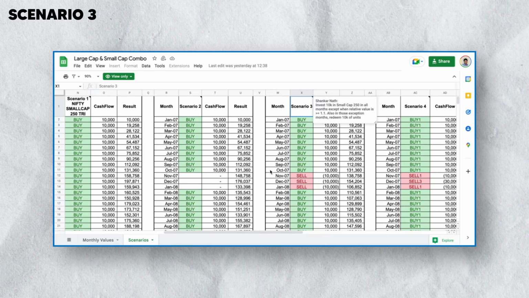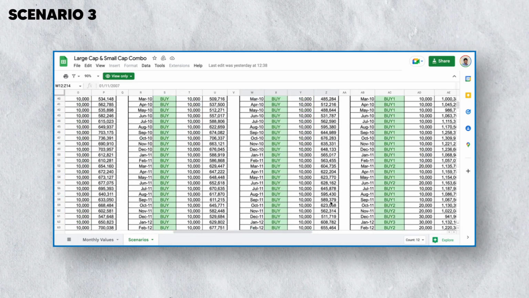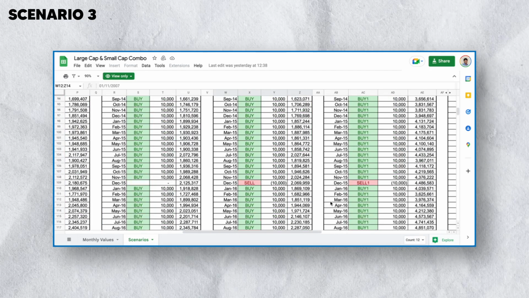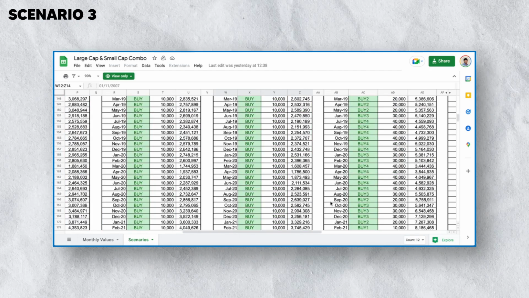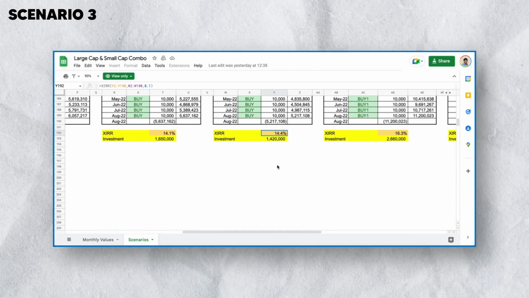For instance, if I start selling 10,000 rupees worth of units every time the small cap level crosses 1.1, then my portfolio would receive an additional 0.3% lift, taking my annual return to 14.4%.